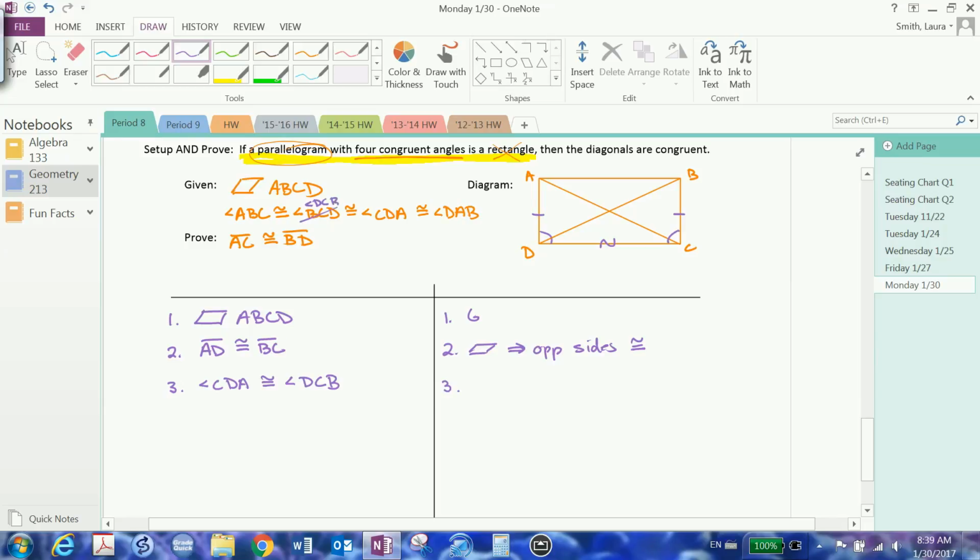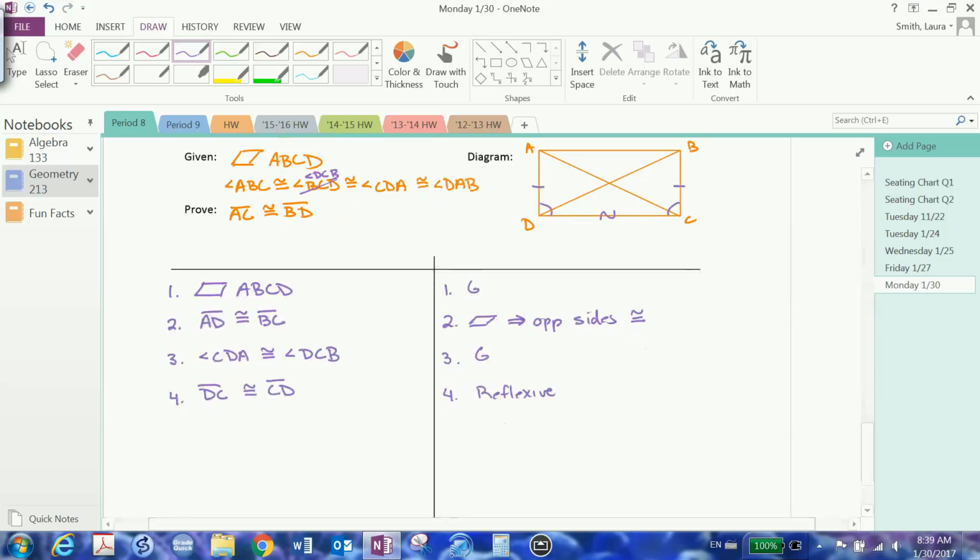Okay, well this is an easy fix, right? Because I'm the one who set it up, so I can easily change that. So I'm going to go back and call that angle DCB instead. All right, so this was given. And then I have my reflexive. Watch the correspondence because of the reflection again.